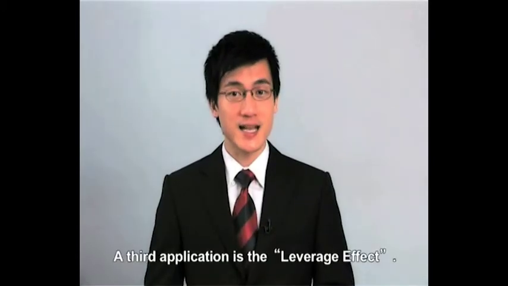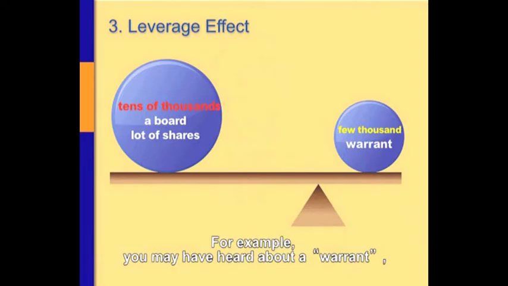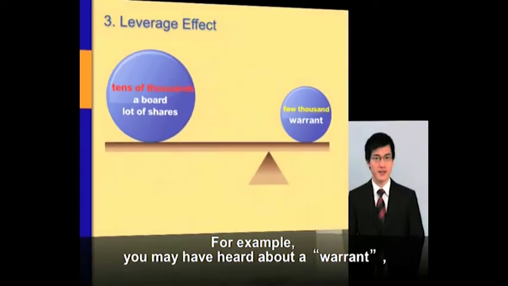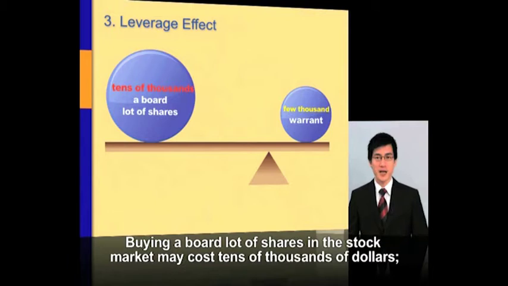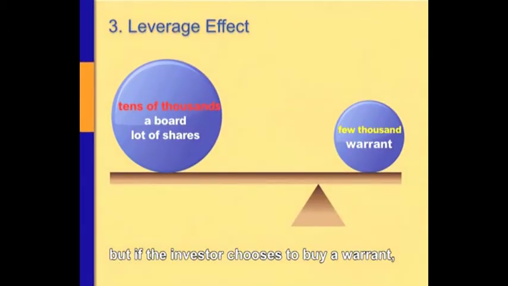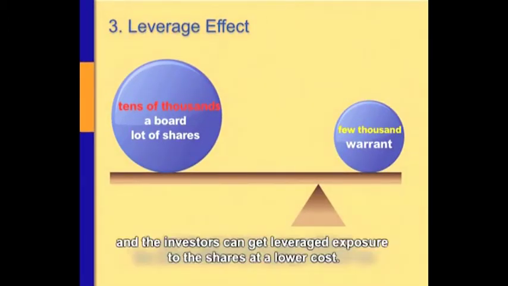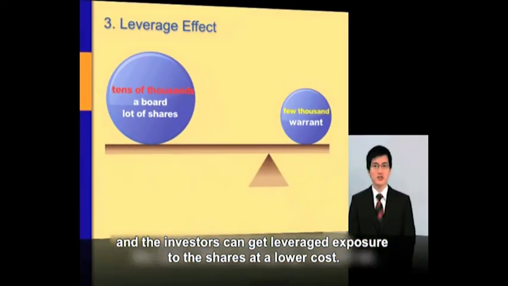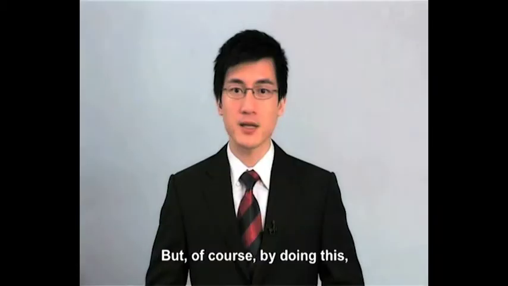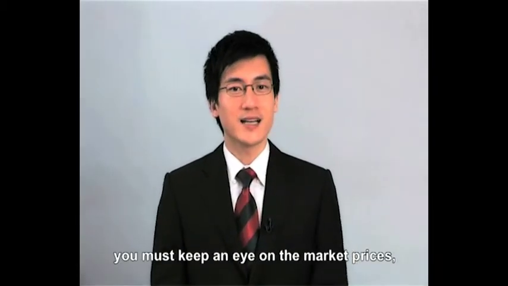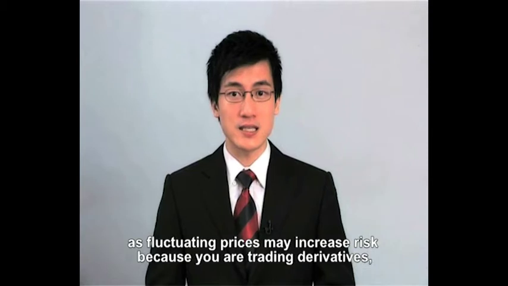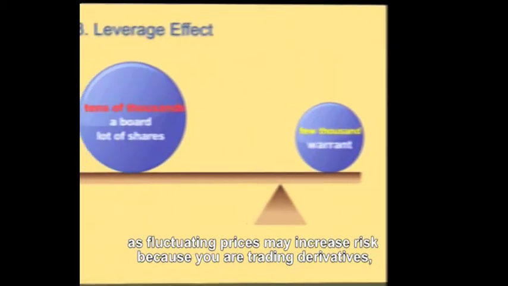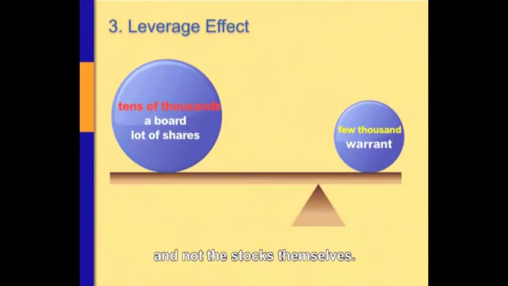The third application is the leverage effect. For example, you may have heard about a warrant, which has a leveraging effect. Buying a board lot of shares in the stock market may cost tens of thousands of dollars, but if the investor chooses to buy a warrant, it may only cost a few thousand, and the investor can get leveraged exposure to the shares at a lower cost. This is called the leveraging effect. But of course, by doing this, you must keep an eye on the market prices, as fluctuating prices may increase risk because you're trading derivatives and not the stocks themselves.